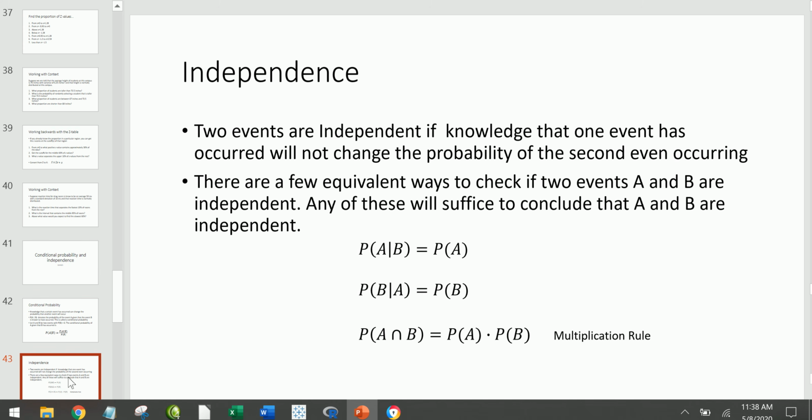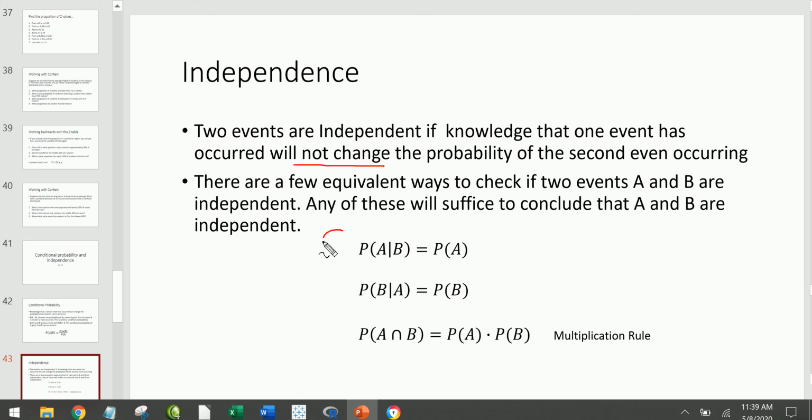Moving along: independence, very closely related. Independence specifically between two events. Two events are independent if knowledge that one event has occurred does not change the probability of the second event occurring. Does not change. We just talked about how in conditional probability an event occurring can change the probability of another event occurring. This is saying that two events are independent if the knowledge that one has occurred does not change the probability of the second occurring. So you see the relationship between independence and conditional probability.